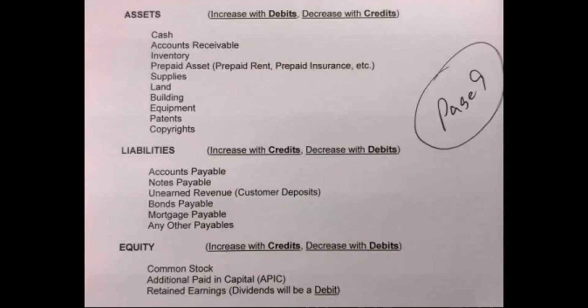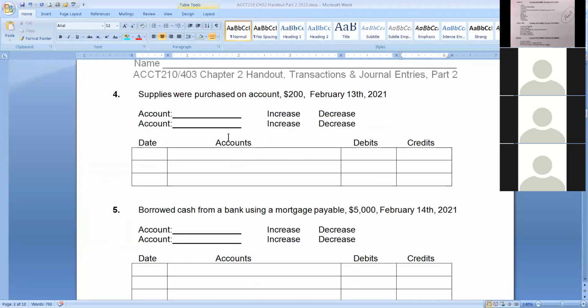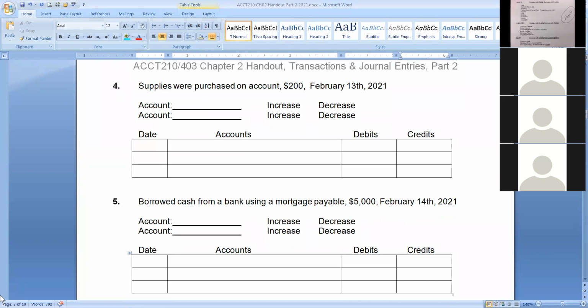All right, so let's see. Okay, so let's go to number 4. Supplies were purchased on account. So the account we had was supplies, right? That's one of them. So I'll put that in. Was supplies increasing or decreasing? Increasing.